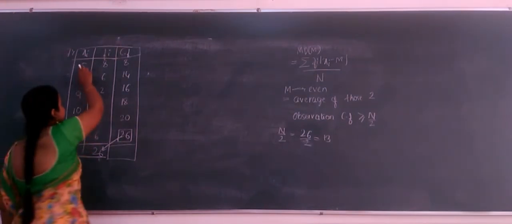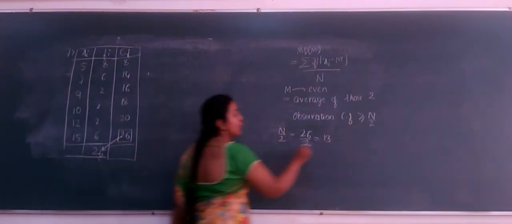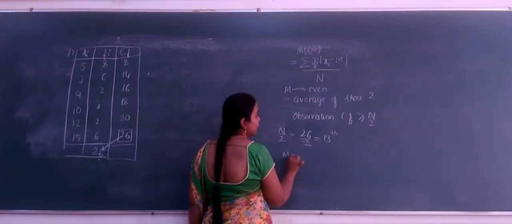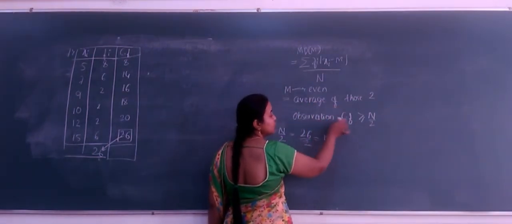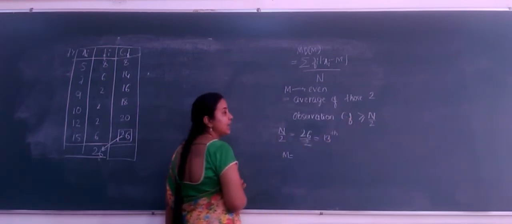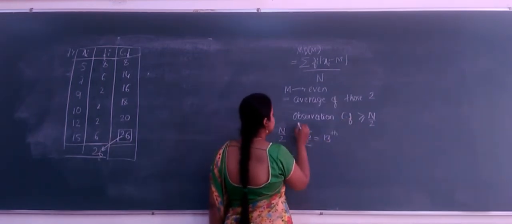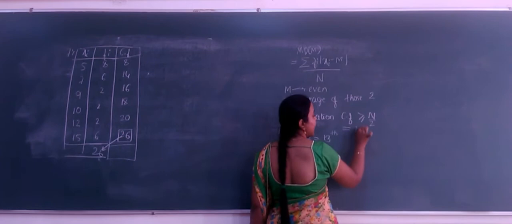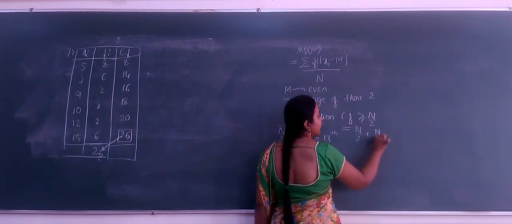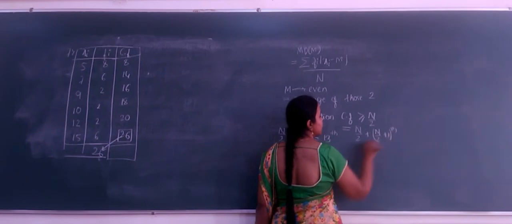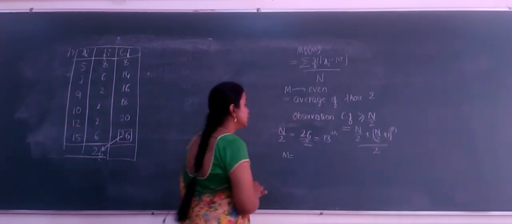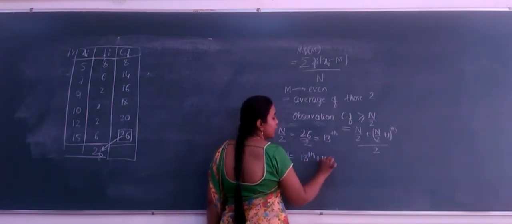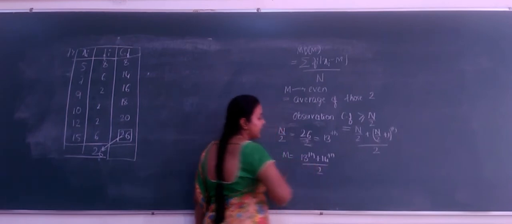Same way, if we expand and write, we want the 13th, because what is our median? It is the average of those two observations whose cumulative frequency is greater than or equal to n by 2. Or in simple words, that can be written as the n by 2 plus n by 2 plus 1th term divided by 2. N by 2 is 13, so 13th plus 14th observation divided by 2.